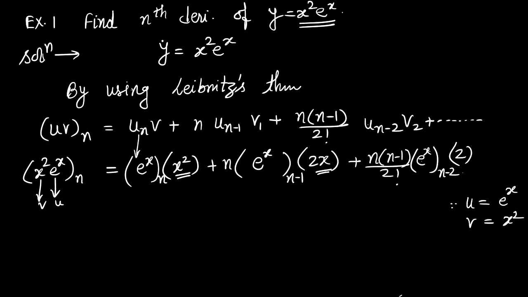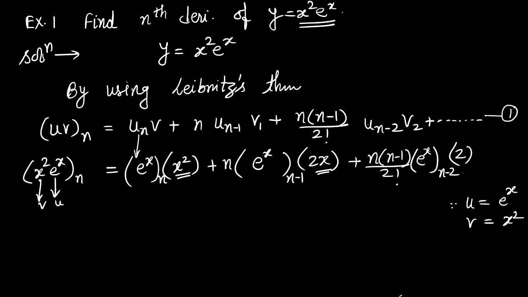Now, for example, find the nth derivative of y equal to x square e to the power x. Now here, one is an algebraic term, the second is an exponential term. Now we apply Leibniz theorem here. Here this is equation number 1.